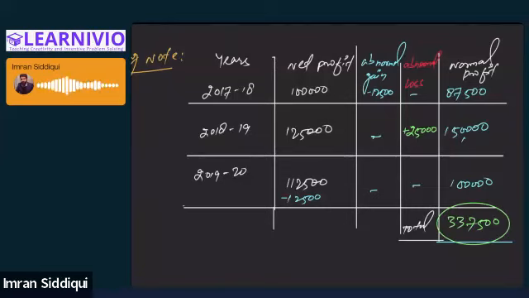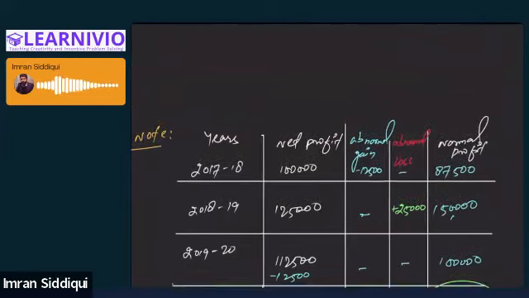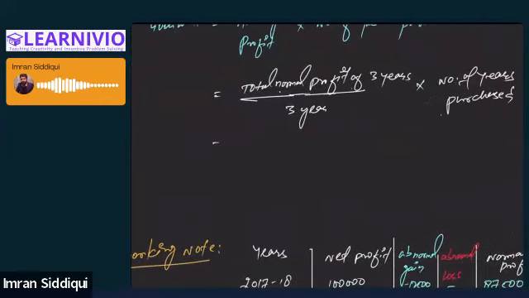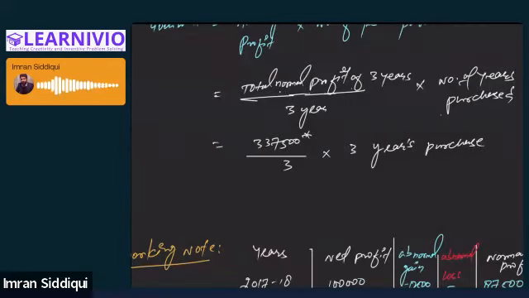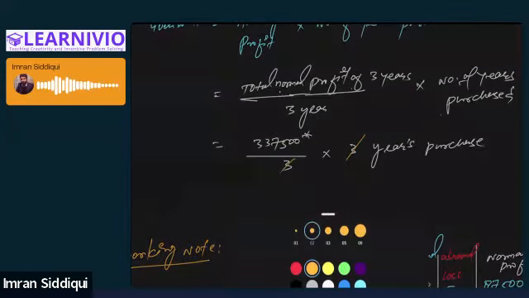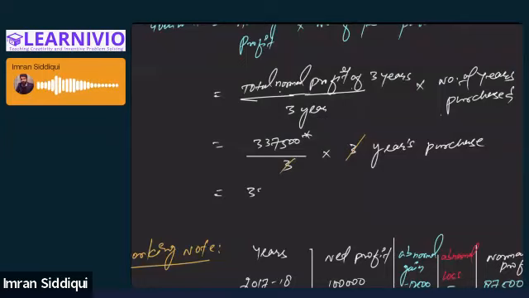Now we'll calculate the average profit based on the normal profit. So we'll put this value here. Total normal profit was 337,500. This comes from the working note. And then we'll divide this by 3 years, and then we'll multiply with the 3 years purchase. So ultimately, 3 will be cancelled out by 3. So the value of the goodwill will be 337,500.